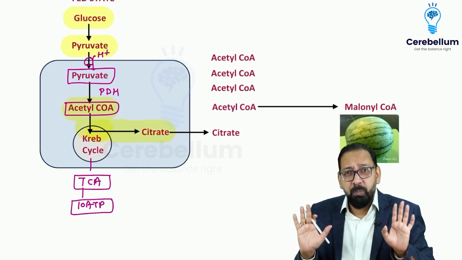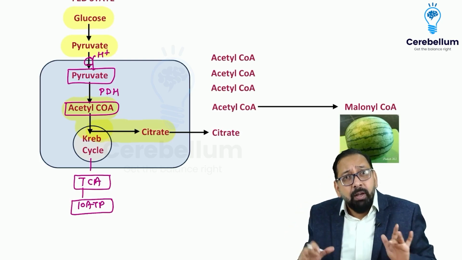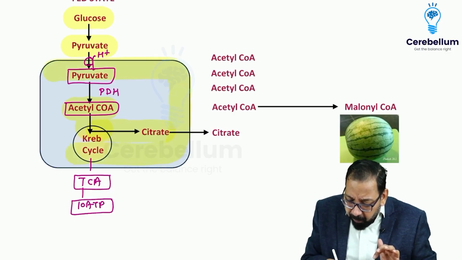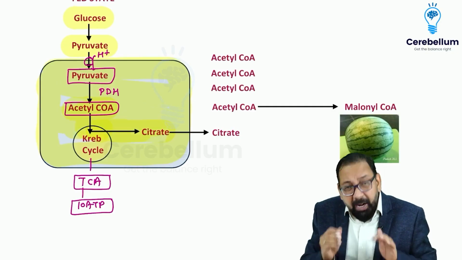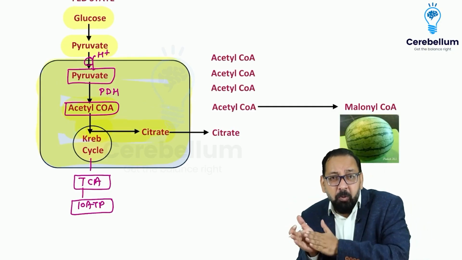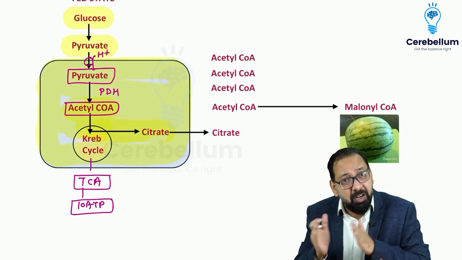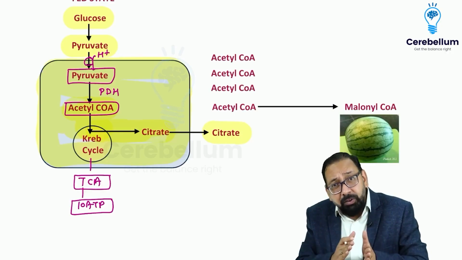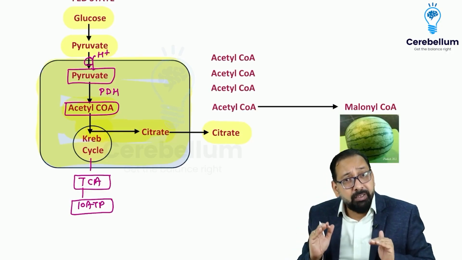The cycle will stop when the energy requirement is fulfilled. Now this citrate, which is present in the mitochondria, wants to come out of the mitochondria. It will come out by a citrate shuttle. With the help of the citrate transporter, citrate comes out into the cytosol.